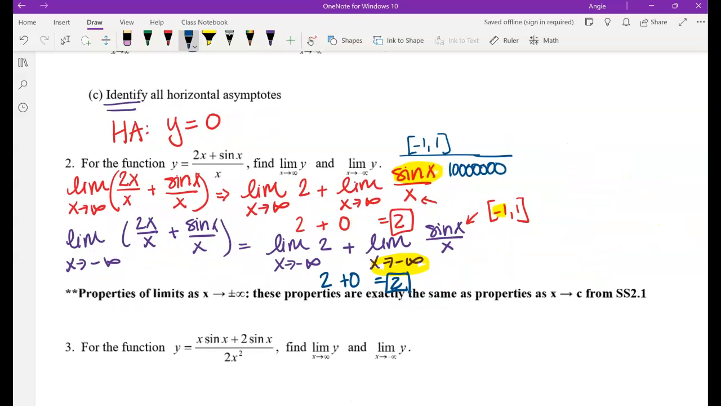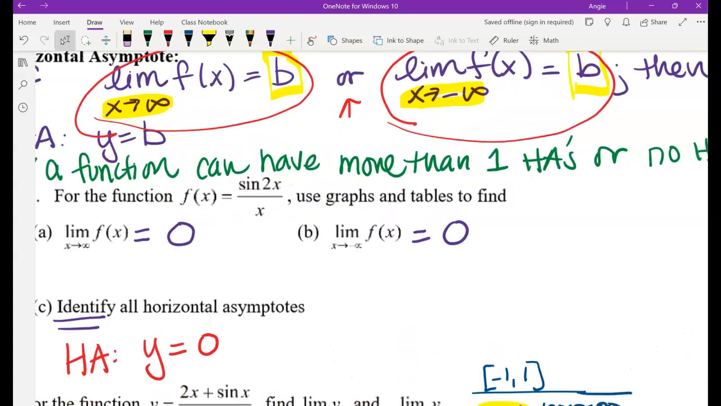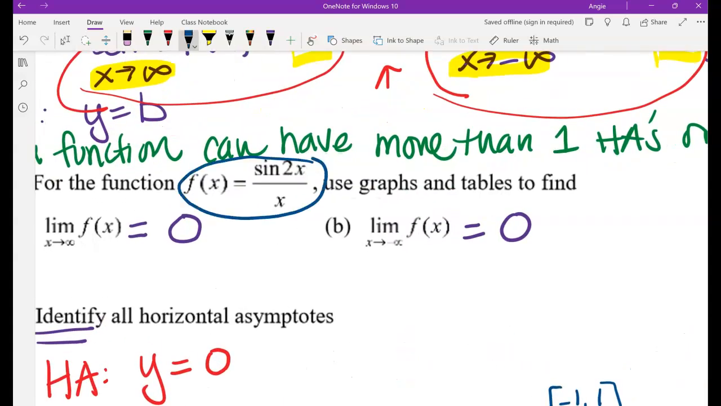Now, if I said, hey, do we have any HAs? Yes, we have HAs then. HAs would just be y equals 2. So now that we have a little bit more understanding about infinity and -infinity, let's go back and talk about this one without a graphing calculator, okay?